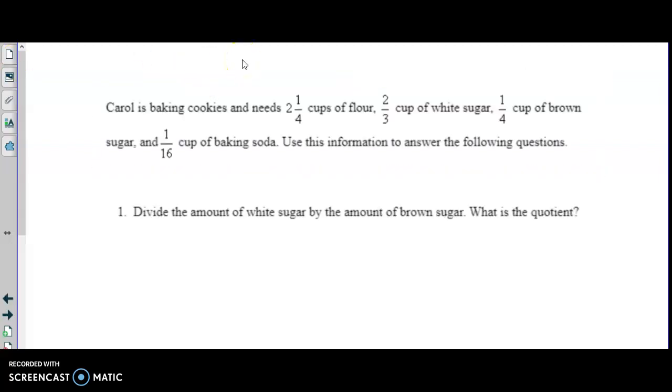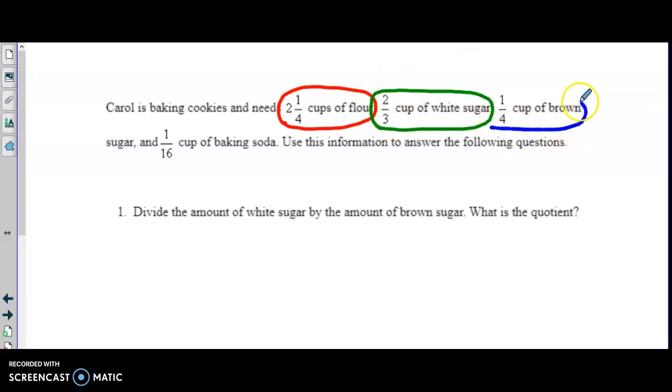Okay, so on this, we're going to use this same situation over and over again. I'm going to go ahead and color code it just to make my life a little bit easier. It says Carol is baking cookies and needs 2 1/4 cups of flour. She needs 2/3 cup of white sugar. She needs 1/4 cup of brown sugar and 1/16 cup of baking soda. We're going to use this information to answer the following questions.